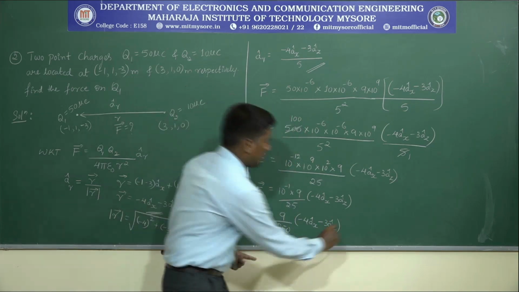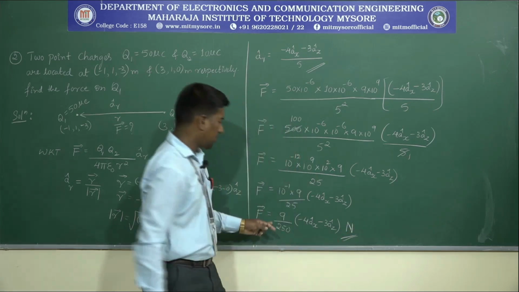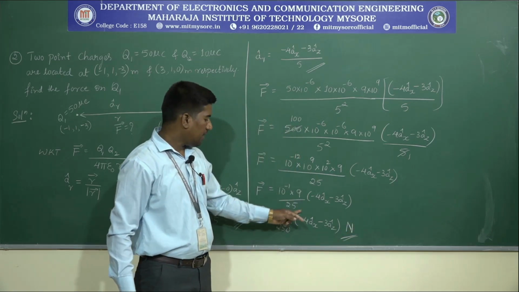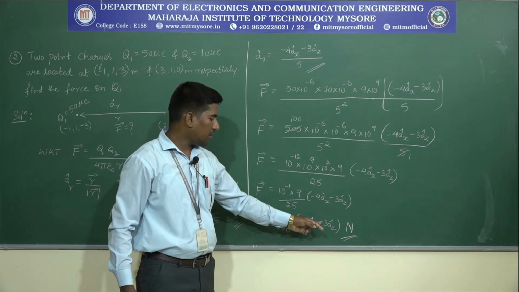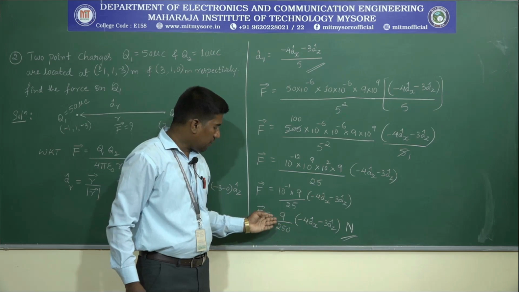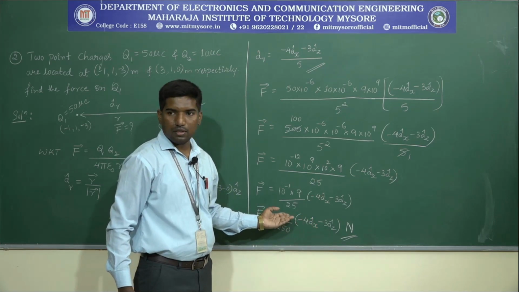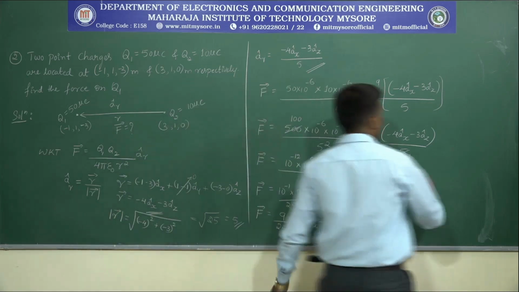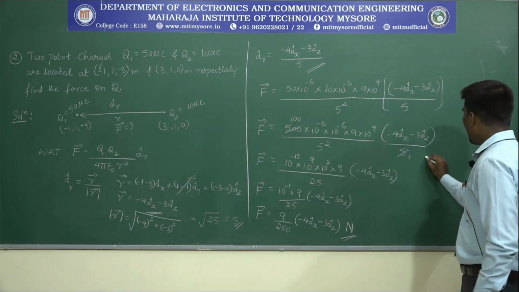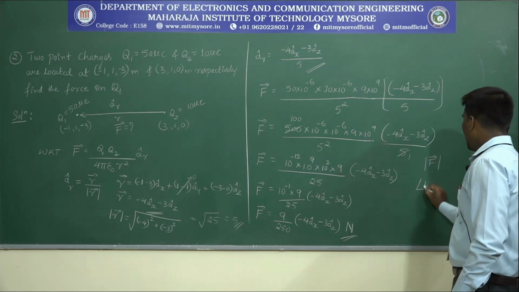So this is in Newton. Force is expressed in terms of Newton. 9 by 250 into minus 4 a cap x minus 3 a cap z Newton. So if you try to solve further, you will get the answer in decimal points. Got it? So you can solve this equation further by calculating the magnitude of F and the angle of F.